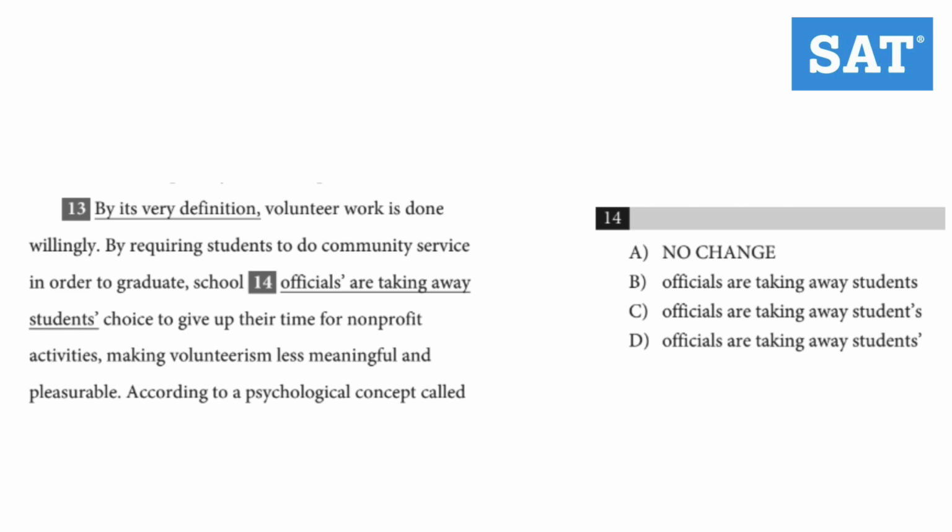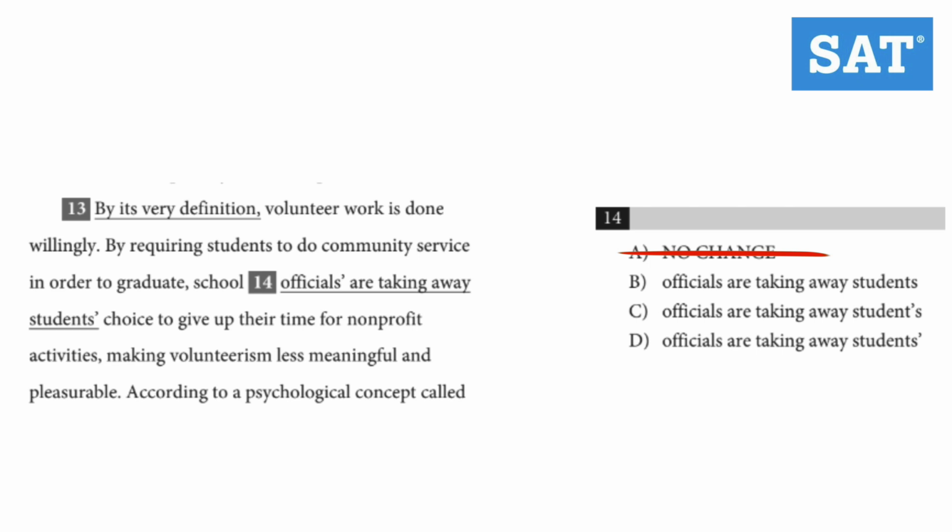Is there a possessive? Well, it looks like right after the word school officials, we have a verb, which means there's no possession. Possession can only happen when we have two nouns, or noun, adjective, and a noun standing next to each other. Therefore, there is no possession. That's why answer choice A is out. Now, we're taking away students' choice to give up. Students and choice, these are two nouns, so there's probably going to be possession.